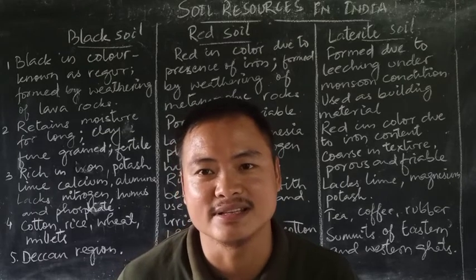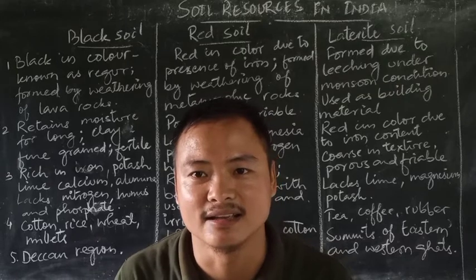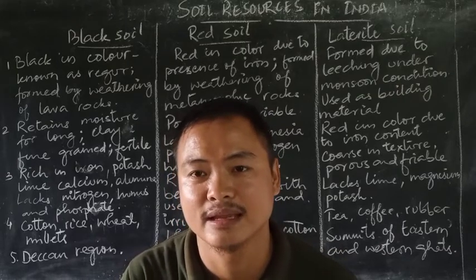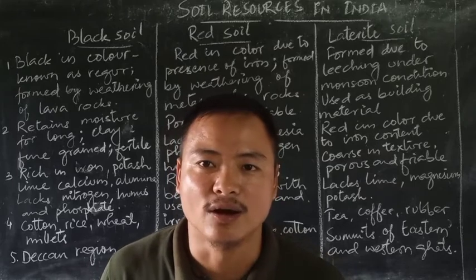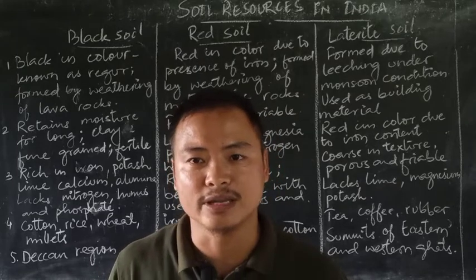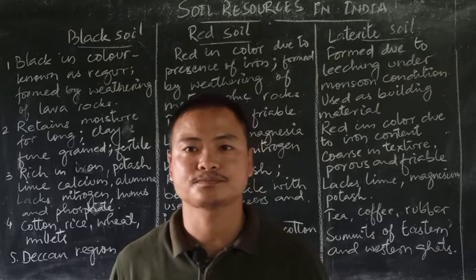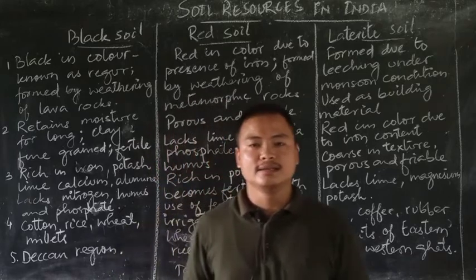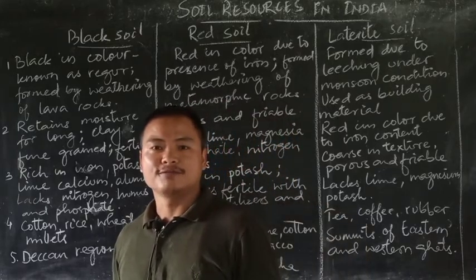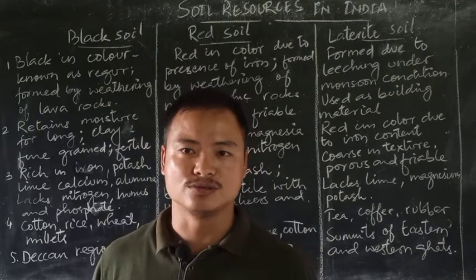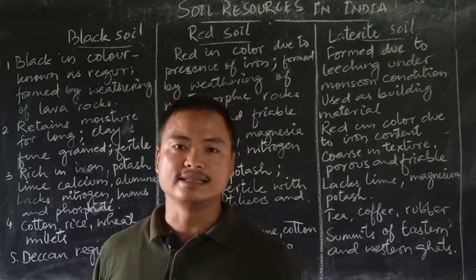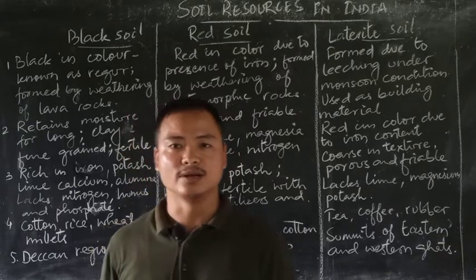Black soil, as the name itself suggests, is black in color. It is black because it is formed by the weathering of lava rocks, or you can also call them basaltic rocks. These black soils are very good for the production of cotton and hence are also known as cotton soil. In South India, it's locally known as regur.